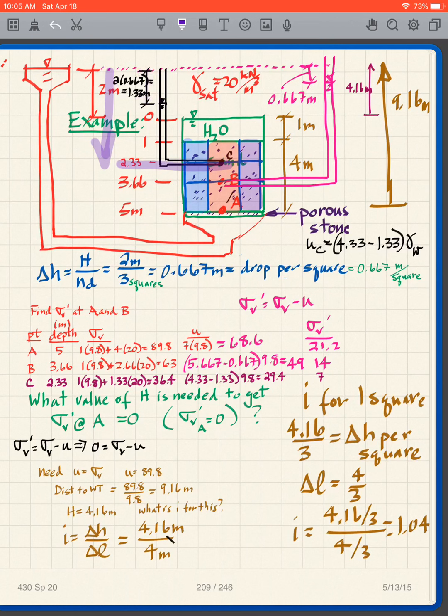And for point A, I don't have to draw a piezometer because this is actually a piezometer right there. So to get the pore pressure at point A, it's simply that total distance, which is 5 plus 2, 7. So 7 times 9.8 gives me 68.6. So I get the pore pressure at points A, B, and C, and then I can get a sigma V prime. For each one of these it is simply sigma V minus U, and I get my sigma V primes at each point.